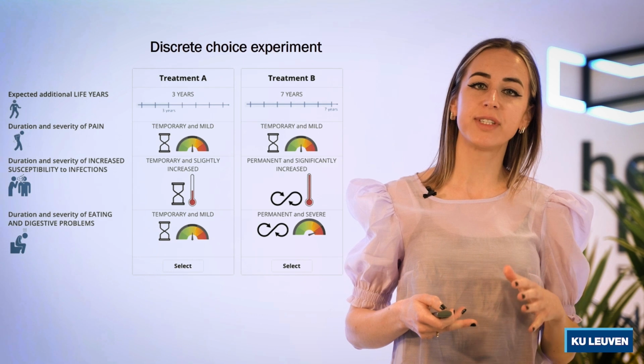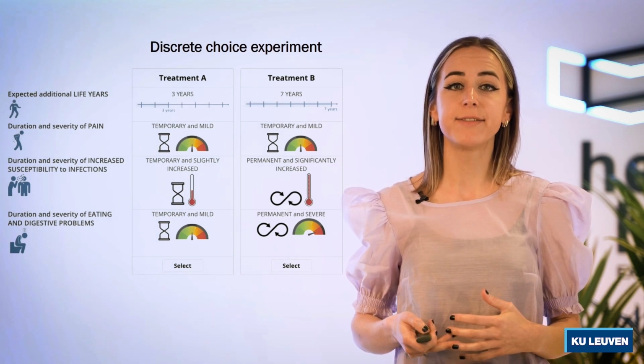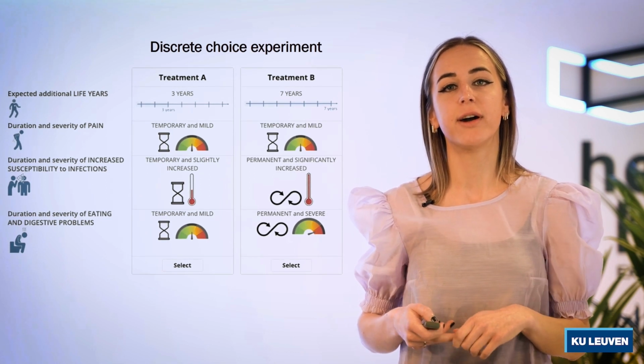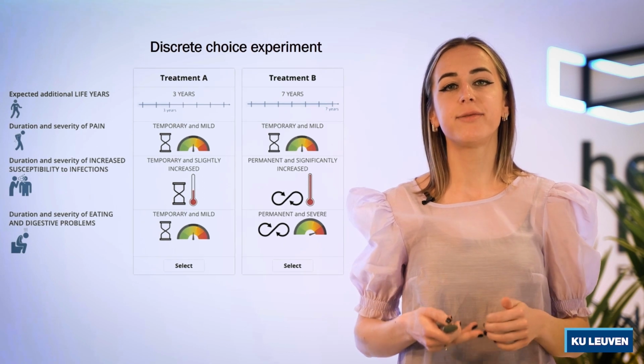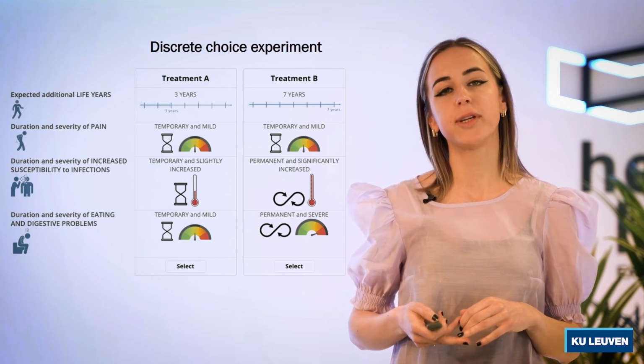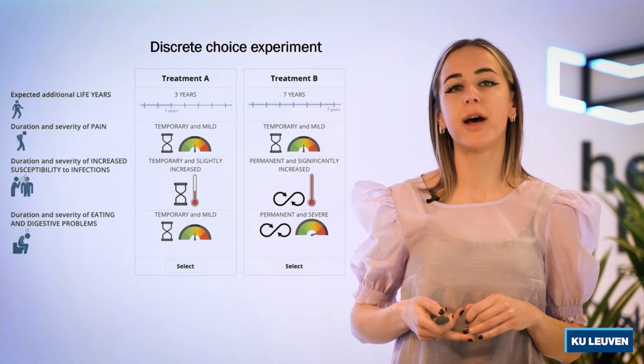And on the left-hand side, you see the different treatment features we identified in the qualitative phase. And on the right-hand side, you see how these treatments differ regarding these treatment features. And based on these differences, patients participating in our online survey need to choose which of the two treatments they prefer. Now, take for example a patient that will always, because this is only one question, but we are asking 15 of these questions. So imagine that a patient will always select the treatment that gives him the most life expectancy. Then this means that for this patient, life expectancy is the most important treatment attribute.